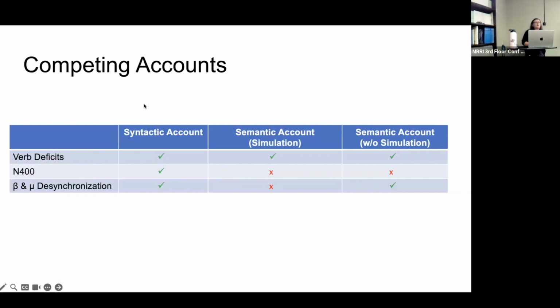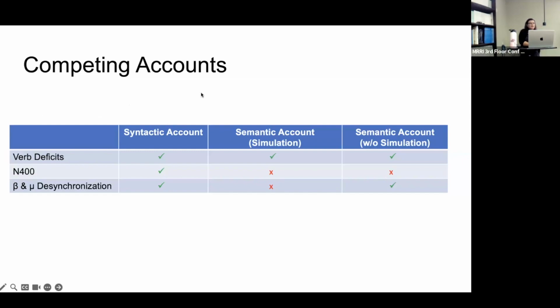For the semantic account that involves sensory motor stimulation, we would conversely expect a reduced or absent N400 to show difficulty with semantic processing in individuals. That is likely contributed to by a reduction in the desynchronization of beta and mu relative to neurotypical controls. So essentially evidence for some sensory motor disruption here, and evidence for semantic difficulties by a reduced or absent N400.